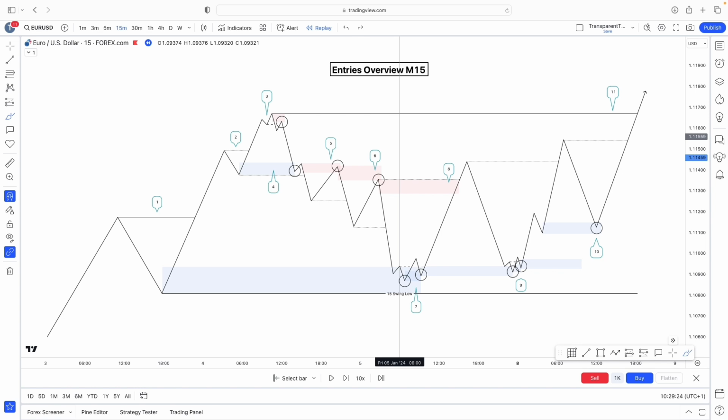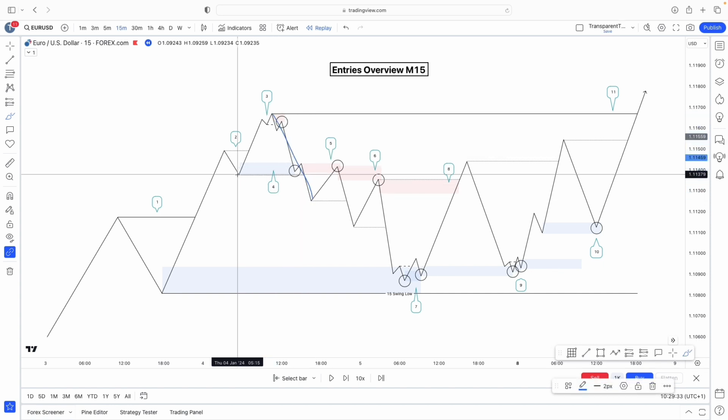Okay, so that's fine then. We may have taken a loss, or we may not have got an entry here. That's absolutely fine. We take losses in trading, right? And we have this internal break of structure to the downside.